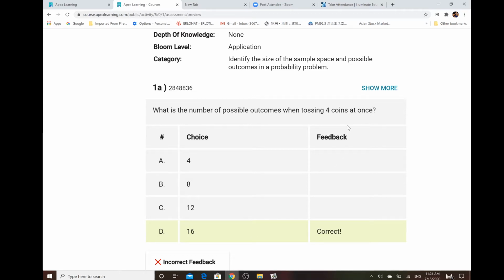So the way to do it, with 4 coins, is by taking 2 to the power of 4. So 2 to the power of 4 is 2 times 2 times 2 times 2, multiplied by 2 for each consecutive toss. So you'll get 16.